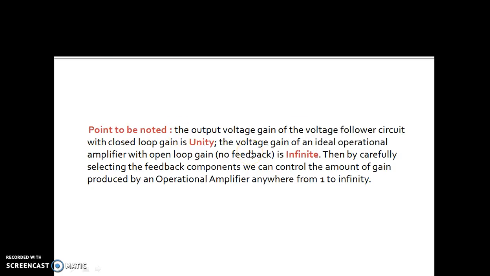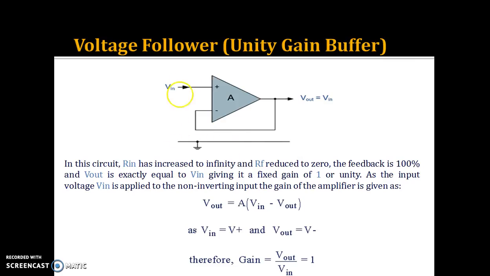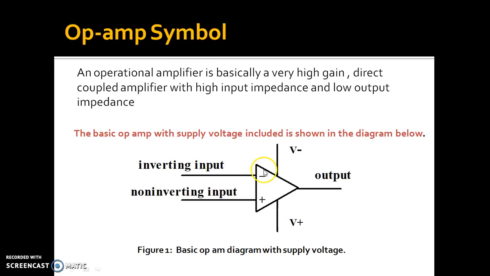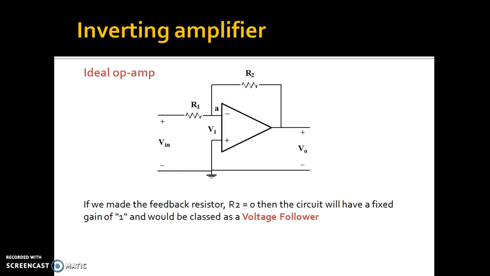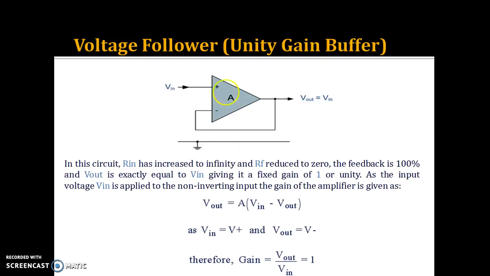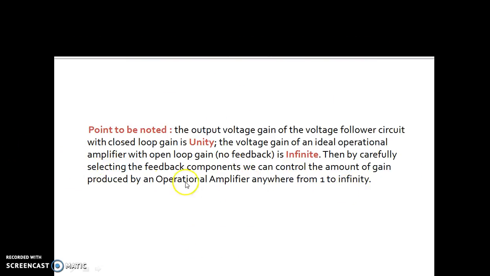So, one point to be noted from this circuit is that by reducing the feedback resistance, we are able to get a gain of unity. And we know from the ideal properties of operational amplifier that it has an open loop gain of infinity. That means open loop gain means the RF is infinity. If the RF is infinity, in ideal case we will have the gain as infinite. And if RF is zero, then we are able to get a gain of unity. So from here we can say that by carefully selecting the feedback component, we can control the amount of gain of the operational amplifier anywhere from 1 to infinity. This is very interesting.